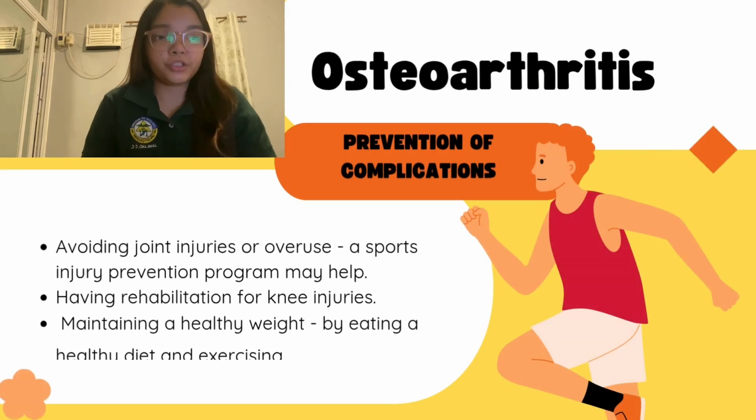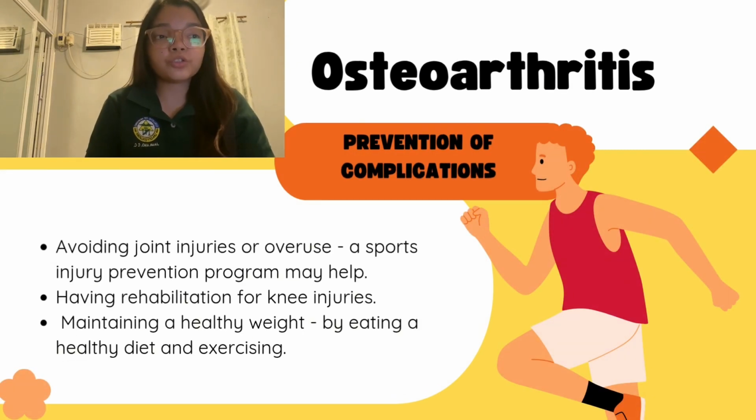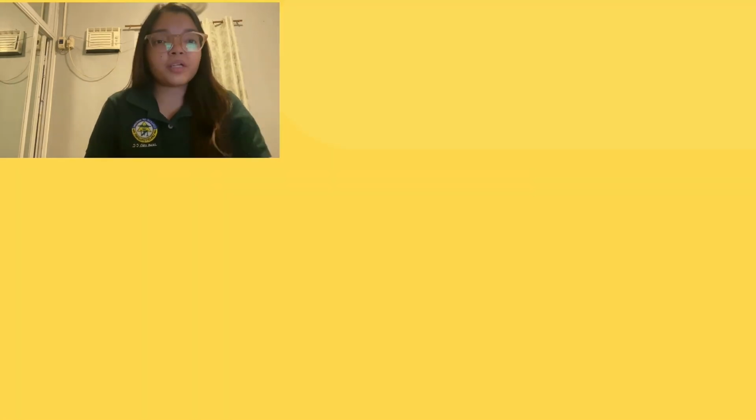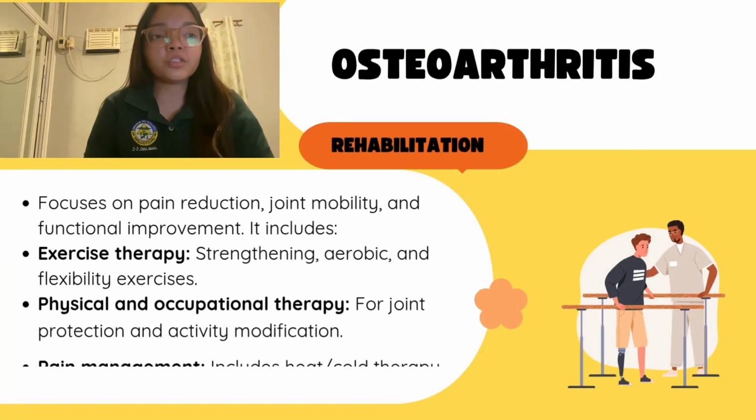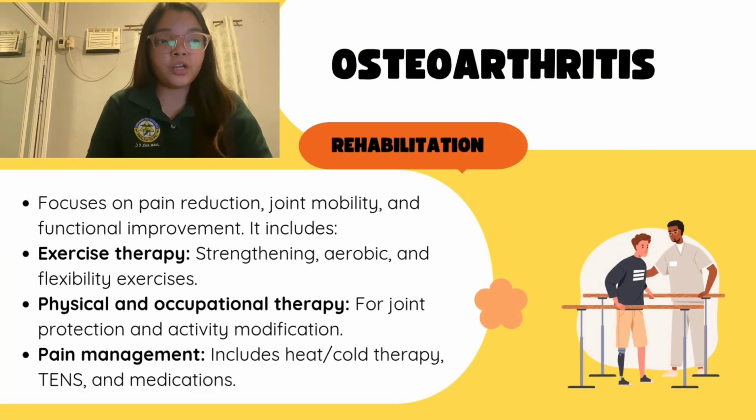Prevention of complications. Avoiding joint injury or overuse, a sport injury prevention program may help. Having rehabilitation for knee injury and maintaining a healthy weight by eating a healthy diet and exercise. Rehabilitation focuses on pain reduction, joint mobility, and functional improvement.